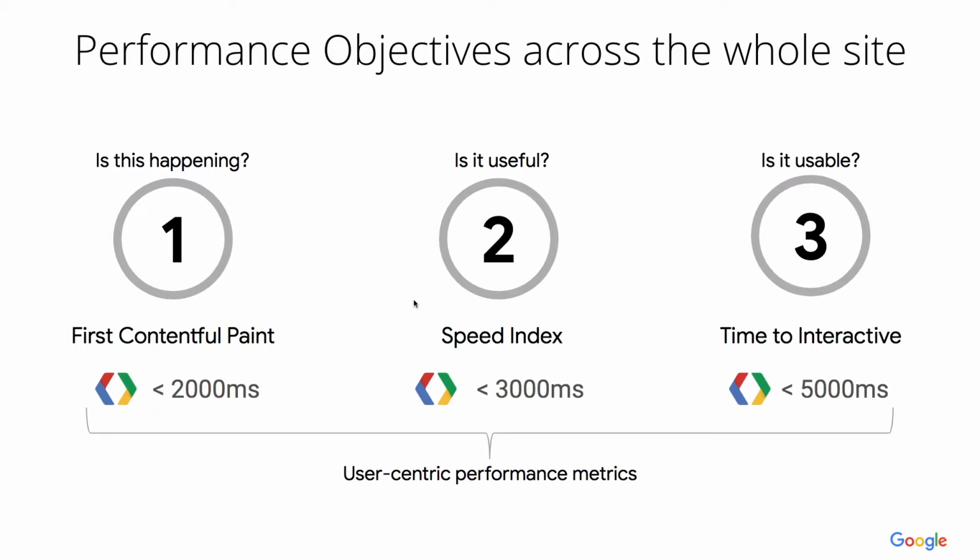So when we talk about speed and when we consider what is fast, we usually say at Google that first contentful paint under 2 seconds is considered fast. A speed index under 3 seconds is fast, and time to interactive under 5 seconds. So you can use those as goals.